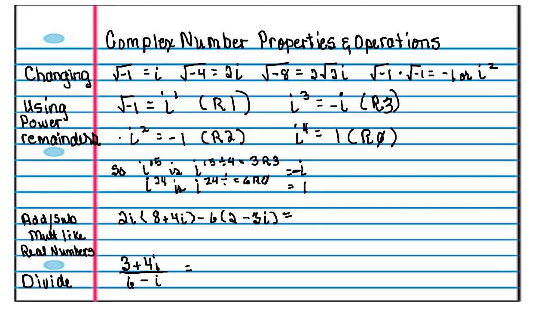i to the 24th power is 24 divided by 4. Imagine there's a 4 there. I forgot to put it in. It's imaginary numbers, we can get away with it. It is 6 with a remainder of 0, so i to the 24th power equals 1. We can add and subtract and multiply just like we do with real numbers. We just need to distribute and combine any like terms.